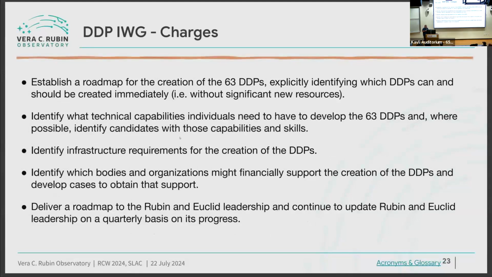All right, what were our charges? We're supposed to establish a roadmap for the creation of all these data products and explicitly identify which data products can and should be created immediately, or quickly might be a better word. Identify what technical capabilities individuals will need to develop these products and, when possible, identify which candidates with those capabilities and skills exist and get them involved. We need to identify what infrastructure requirements there are for the creation of these products. We need to identify which bodies and organizations might financially support the creation of the DPs. This is a big one.